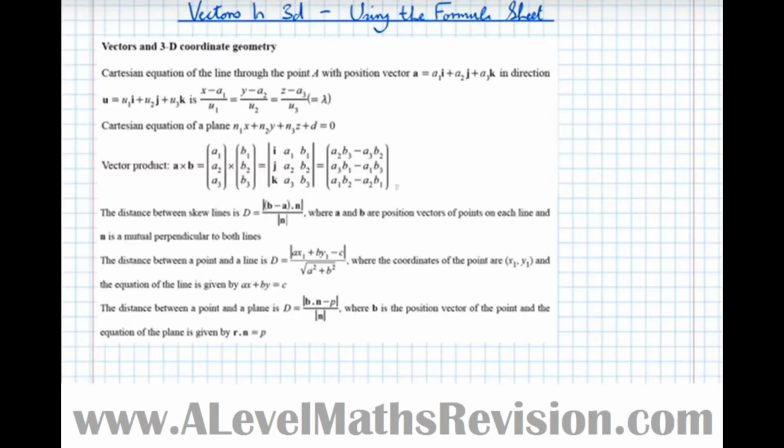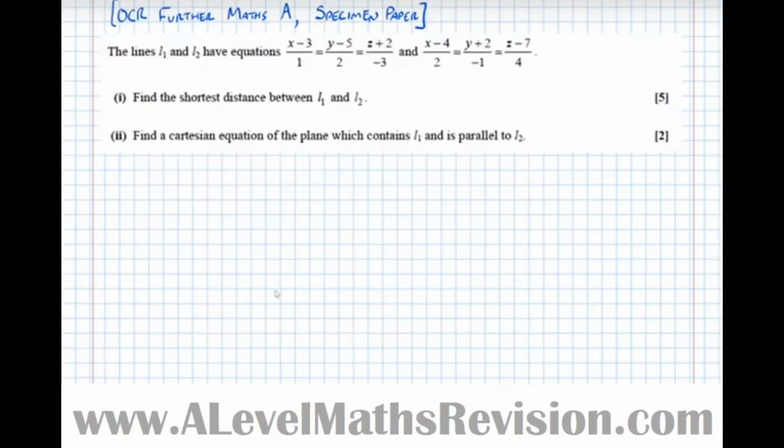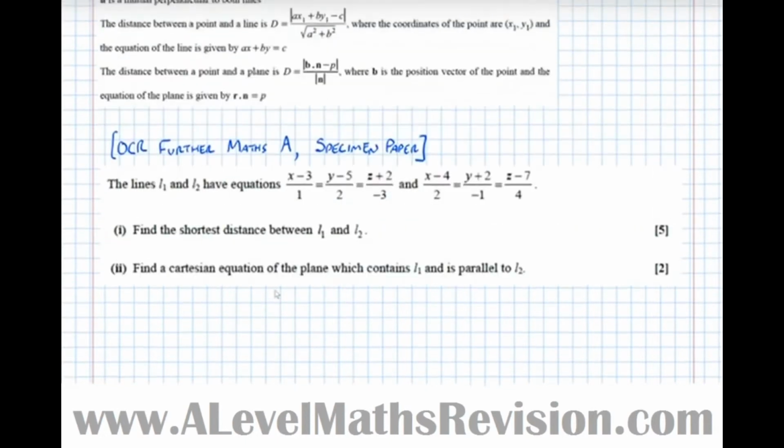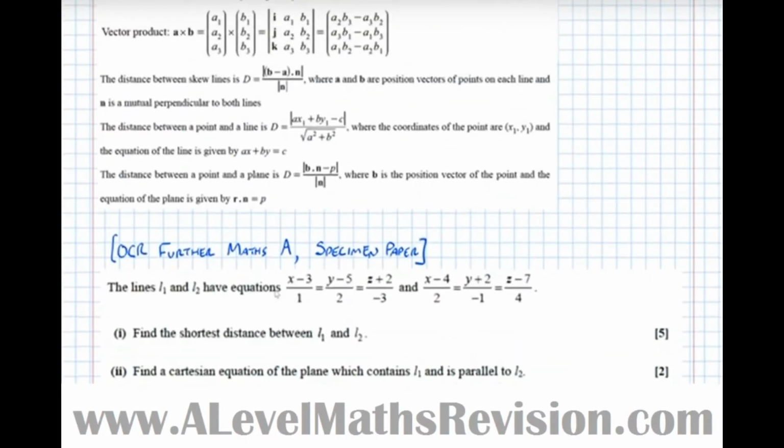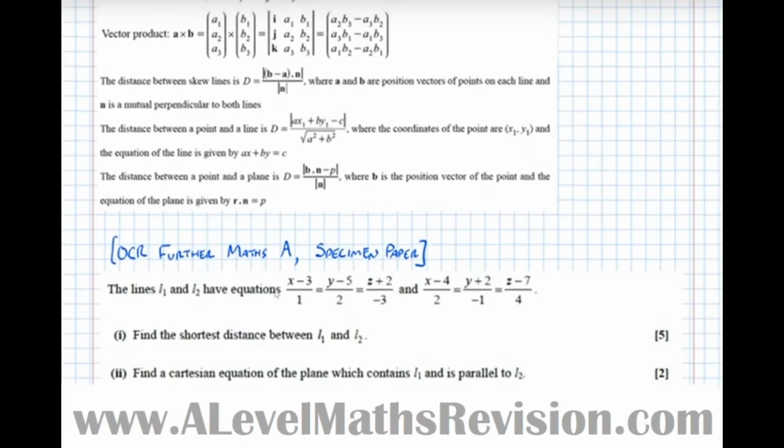And let's take an example from the OCR exam board. And this one's from the OCR Further Maths A specimen paper. So it says the lines L1 and L2 have equations, well, there they are there. Find the shortest distance between L1 and L2. Well, instantly that's quite a difficult question, so let's have a look at the formula sheet to see if there's something that tells us the shortest distance between two lines.